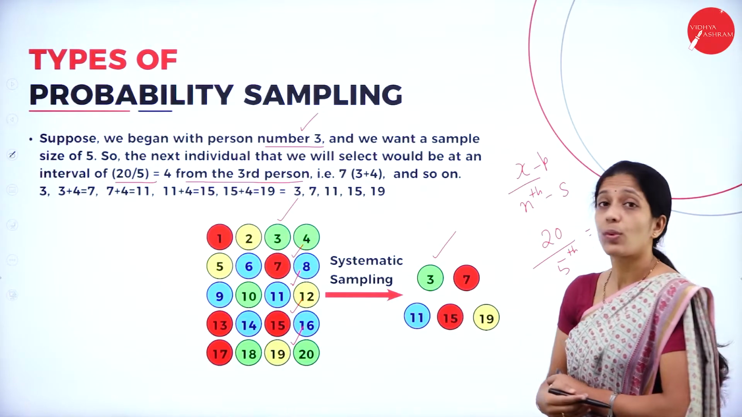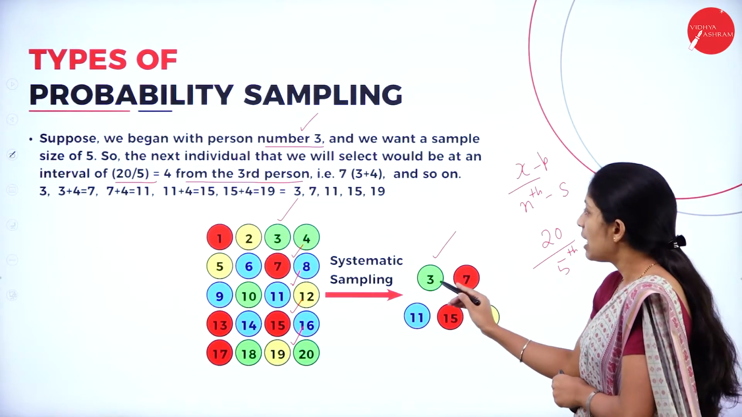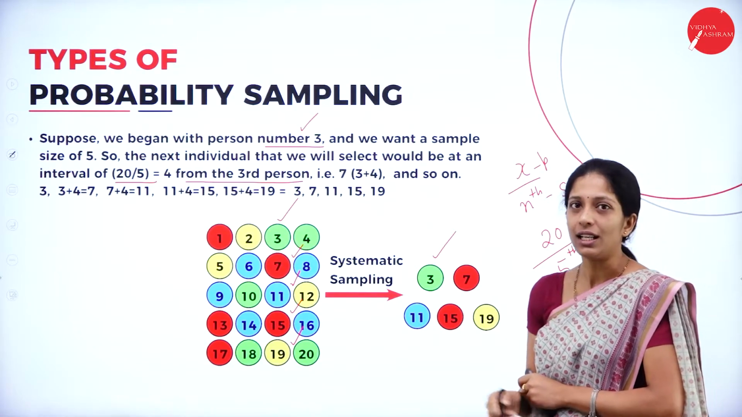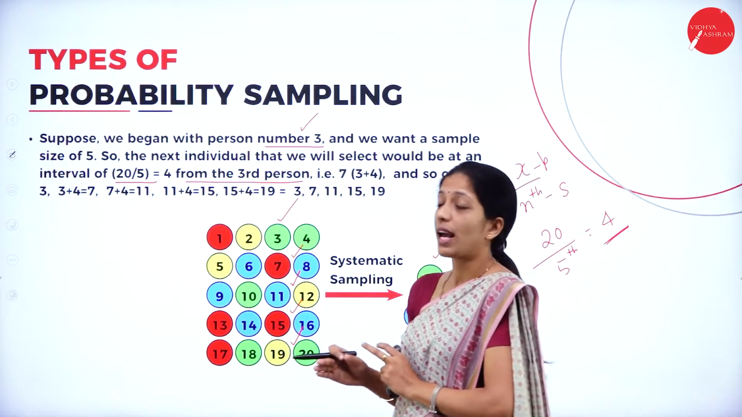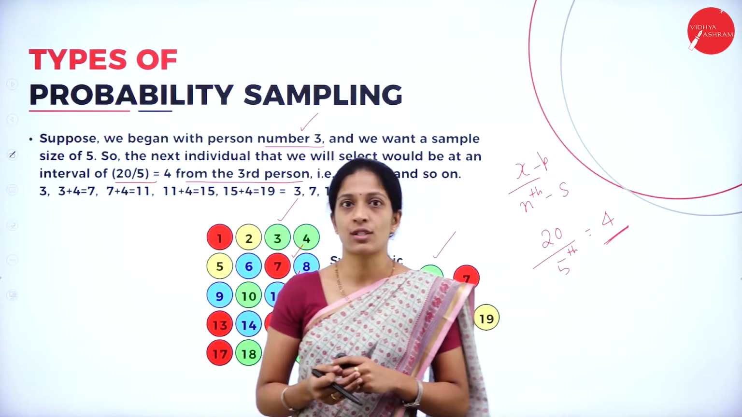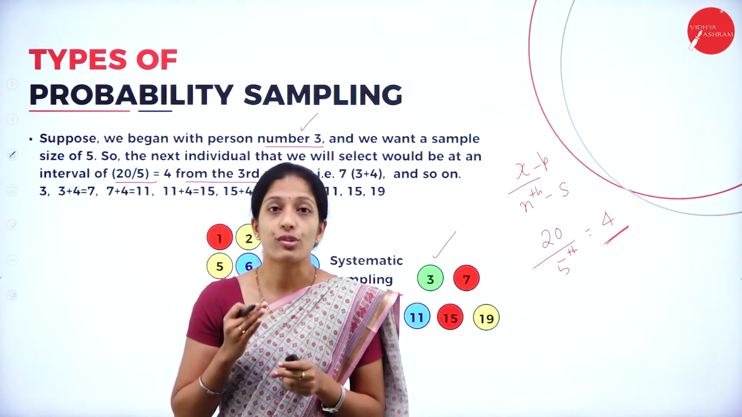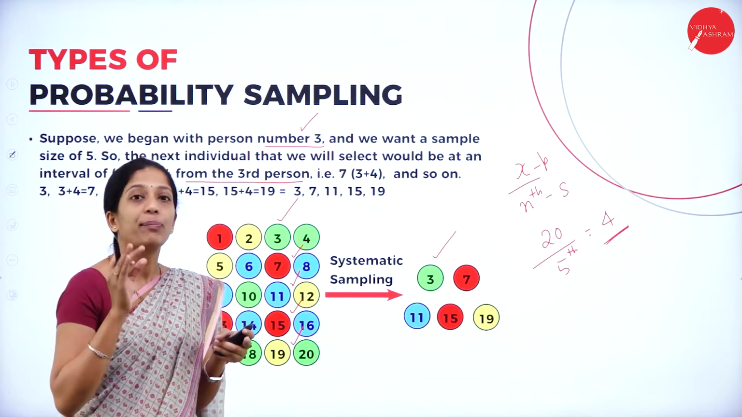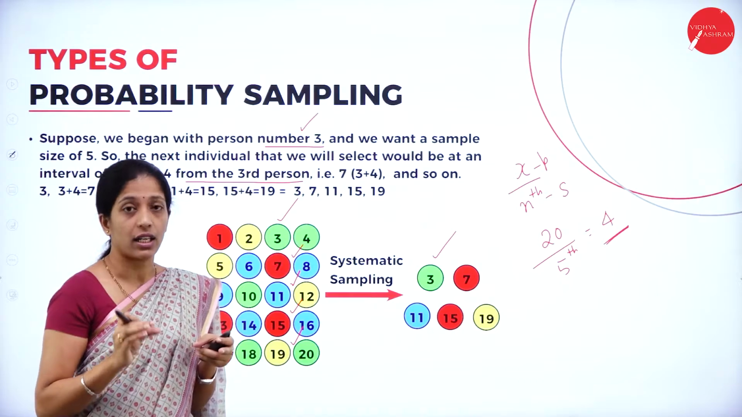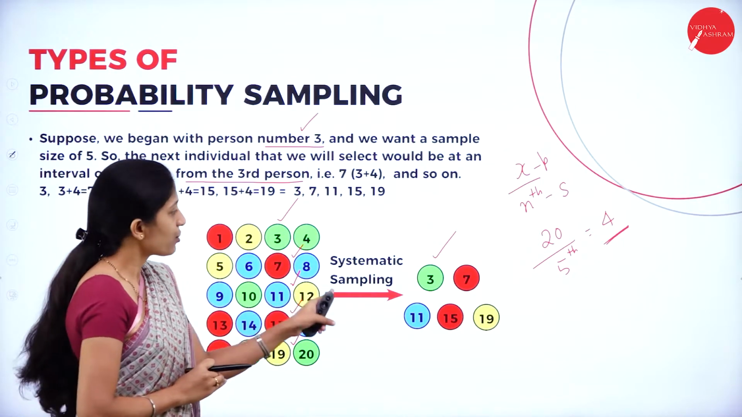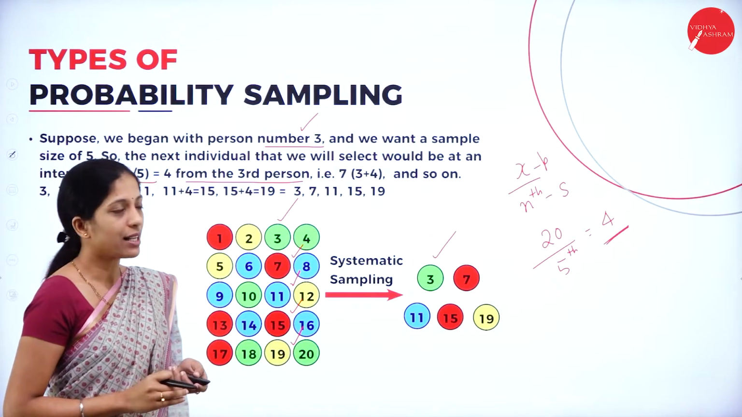So, this is known as what? Systematic sampling. That is, 3, 7, 11, 15 and 19 will be the sample. Systematic sampling in the sense what? The first individual I am going to select randomly. So, here I have selected 3. After that, on the basis of a regular interval, that is on the same interval, I am going to select the sample. So, this is known as systematic sampling.